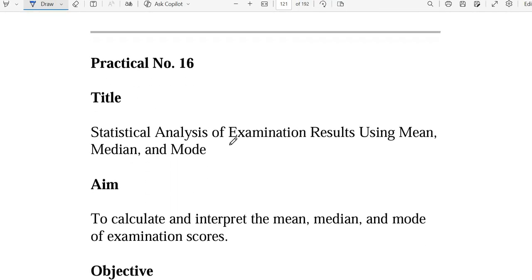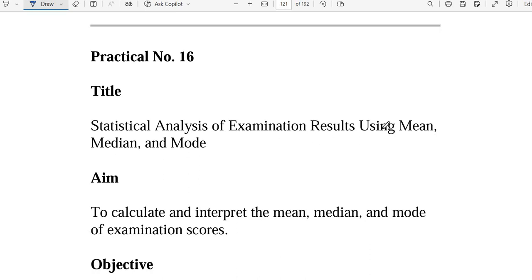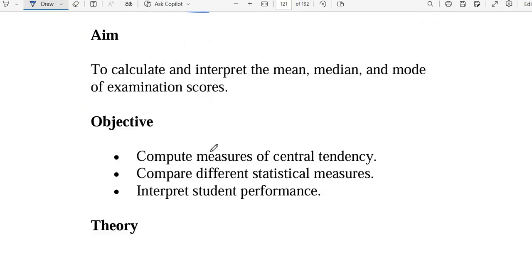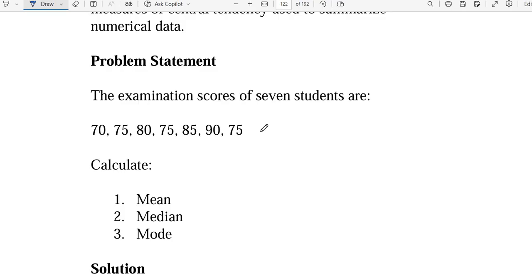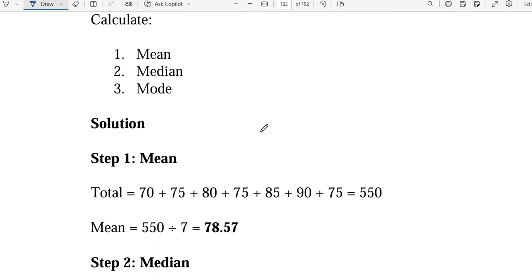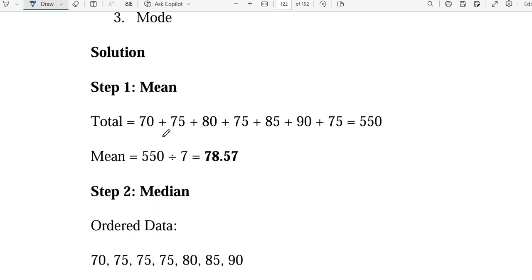Coming to practical number 16, we have to find mean, median and mode. That is mean, average; median, middle term; and mode, most frequently repeating value. Right? First, what will we do? We will find the mean. How will we find the mean? We will find the average.